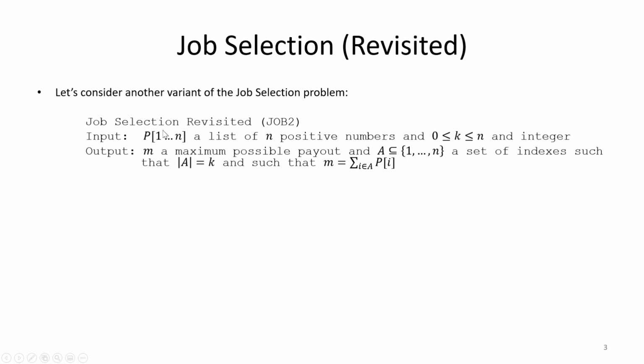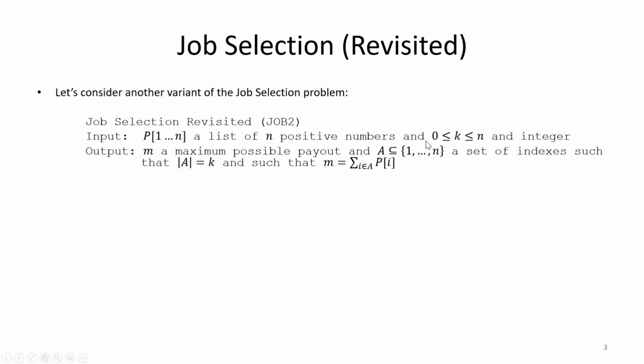Well, I haven't changed too much. The input is still going to remain the same. We're going to have just a list of jobs, the payouts for n jobs. There's going to be n jobs. We're going to keep them as positive payouts for now. We could consider a variant where there's negatives in there as well. It turns out that's not going to change this problem very much, but it might change it for some of the other variants. And then I've added an extra piece of input here, which is a k.